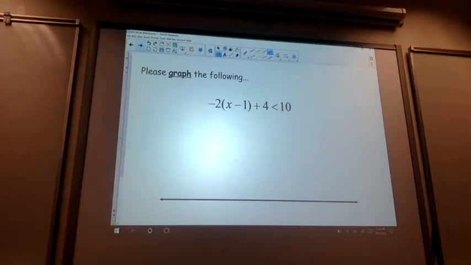Now, careful on the next one. What am I distributing to both things inside the parentheses? -2. Awesome.